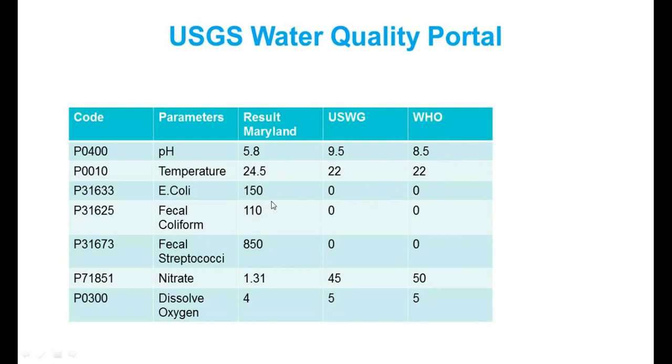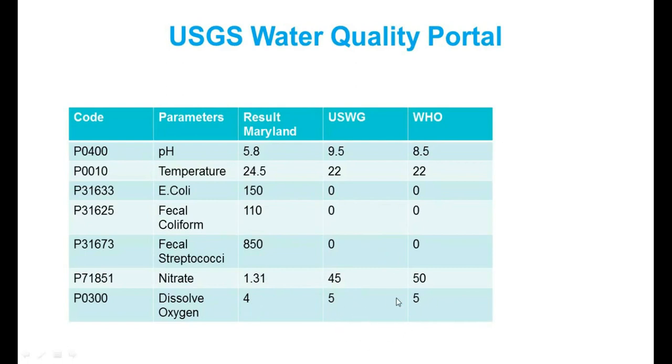E. coli is 150 colonies per 100 mL. And we are going to see some of these things when we start looking at the data again. According to US guidelines, there needs to be a value of 0 for E. coli, and WHO the same, 0. And we have fecal coliform, it needs to be 0, 0. And then for nitrates, it's 45 and 50. The result was 1.31. And then for dissolved oxygen, we have 4 and 5.